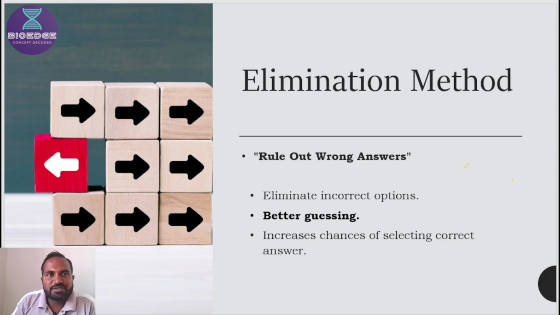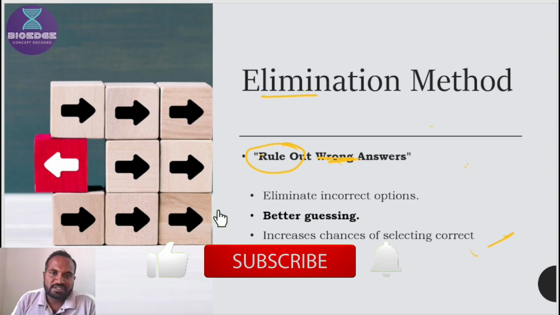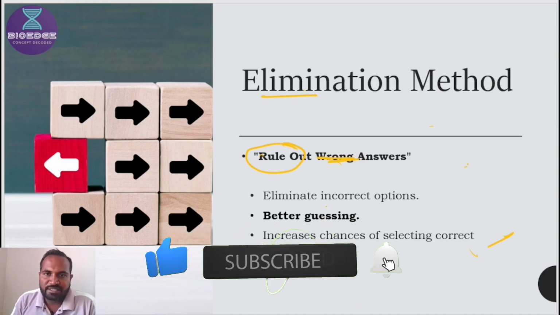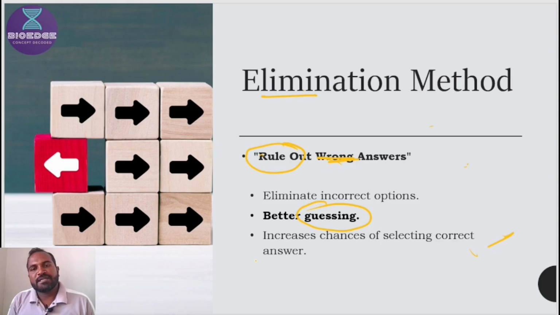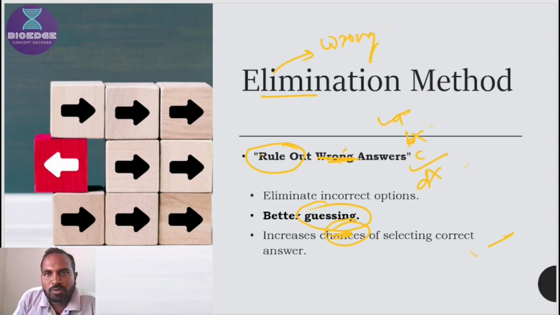Then next strategy is the elimination method. All people use the elimination method, and this elimination method requires certain techniques. The elimination method involves ruling out wrong options, wrong answers. There are four options, and eliminating wrong options results in better guessing. Better guessing can be done by the elimination technique. If you know a wrong statement, then it works better. How it works better will be discussed with examples.